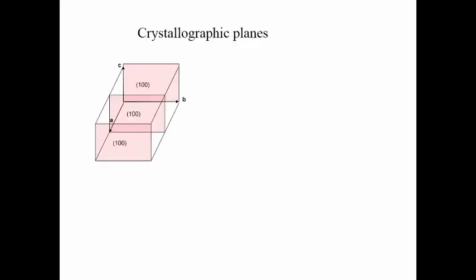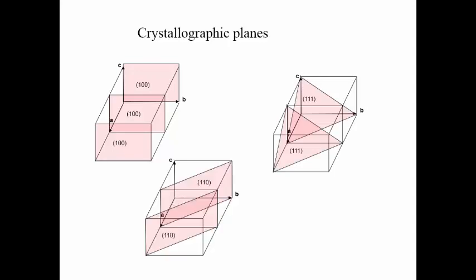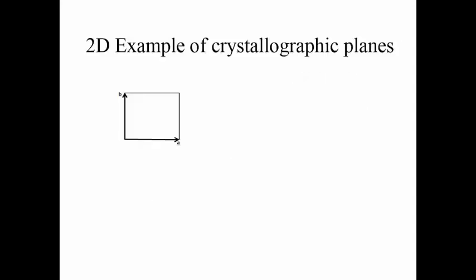That's the definition. So here are our crystallographic planes. The 100 planes are all parallel to one another. The 111s are all parallel, and here's the 110s. Now let's give us an example.